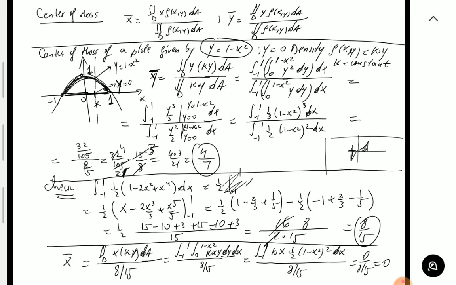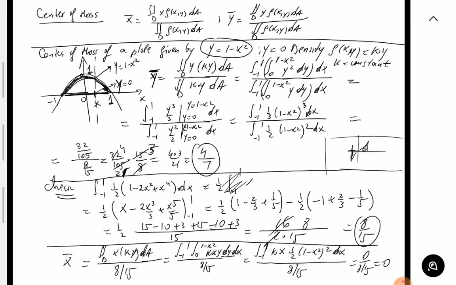But I claim that even before you actually set up this integral, you could have noticed, and this is the important remark to make here, that x bar is 0 because there is some symmetry in the plate, first of all, and some sort of even or symmetric distribution of the mass.